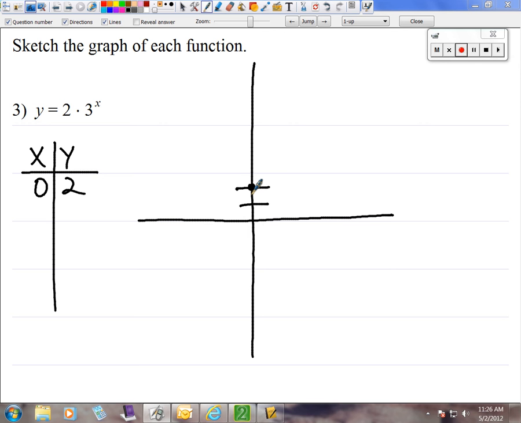What's the next point you tried? You mean tried 1 for x, right? If we put 1 in for x, yes. You'll have 2 times 3 to the first, which is 2 times 3. Now you notice, as we go to the right, what's the graph doing? And isn't it doing it really quick? It's going to go up quick. So right 1 up 6.